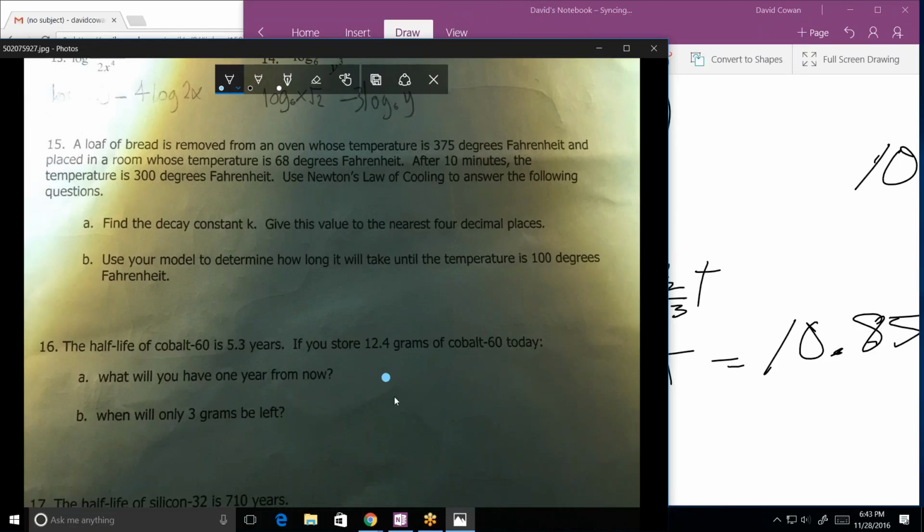All right. Now let's take a look at 15. Hold on a second. I've got to find Newton's law of cooling here. Ooh, I may have to.